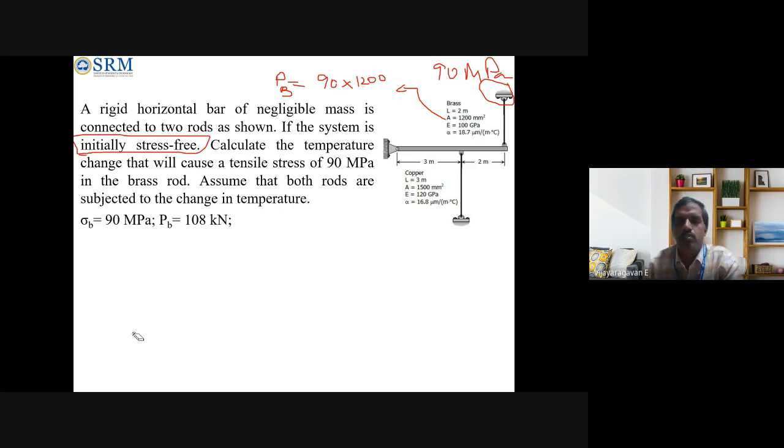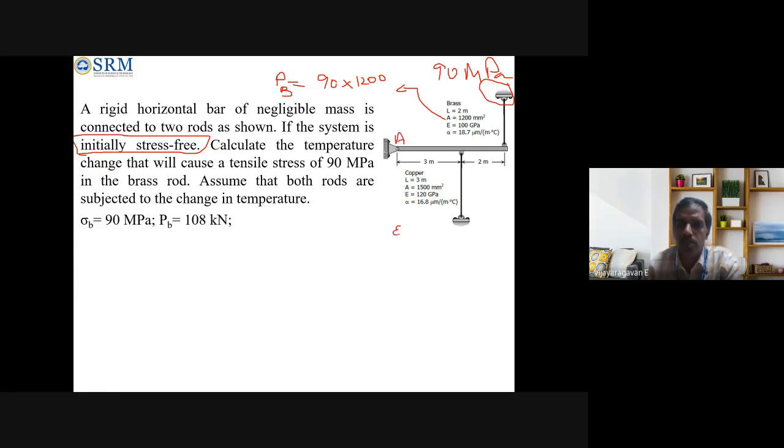Then after that, if the load in brass is 108 kilonewton, what will be the load in copper? For that, we have not been given any stress value in copper. Instead, what they have given us is a straight horizontal bar of negligible mass, which is fixed here. Let us take this point as some O or some point A. Let this be the origin.